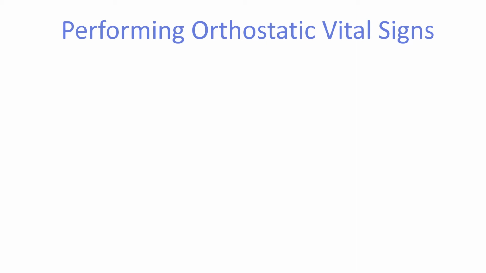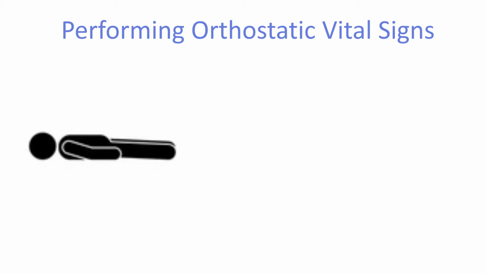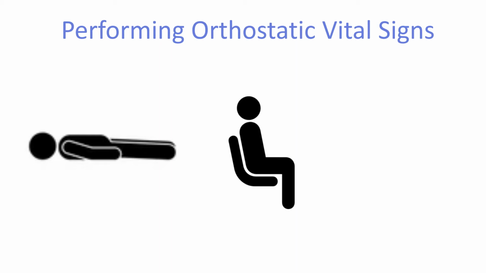In performing orthostatic vital signs, instruct the patient on the process of obtaining orthostatic blood pressure measurements and its rationale. Assess the patient's ability to stand. Have the patient lie in bed with the head flat for 5 minutes. Measure the blood pressure and the pulse while the patient is supine. Instruct the patient to sit for 1 minute.